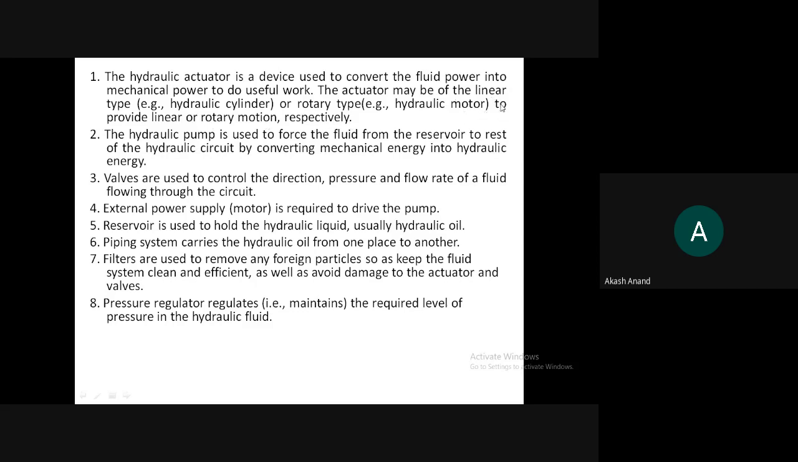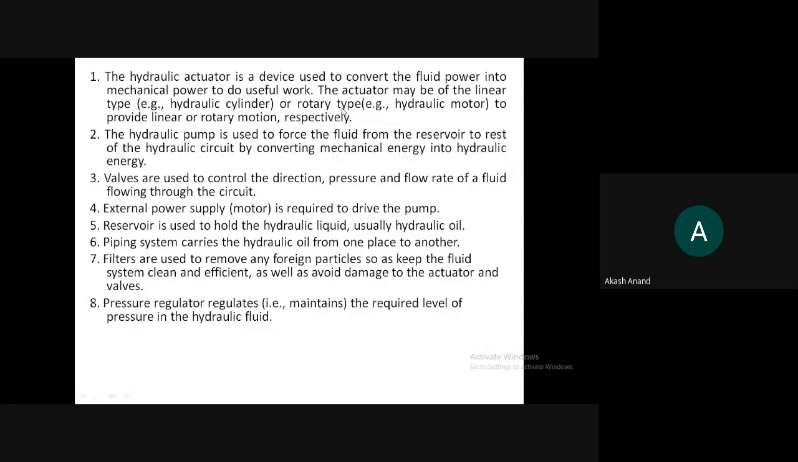So you have to listen here. The linear type, we generally call cylinders. If the actuator is working with the help of a hydraulic system, then it is called a hydraulic cylinder. The linear actuator is generally called a cylinder, and if it is working with pressurized liquid, it is called a hydraulic cylinder. So a hydraulic cylinder is an actuator working with the hydraulic system and giving linear motion as output.